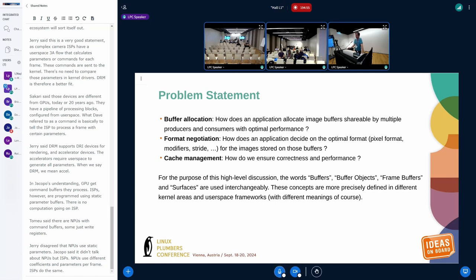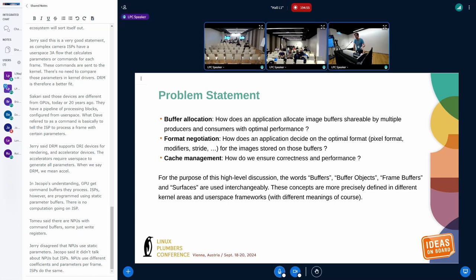There's a question of, beside allocation of that memory, how do we negotiate formats? How do I need to configure my camera and my video encoder and my display? What pixel format should I use? What are the constraints on the strides to make sure that there will be interoperability between those components? And there's an added point here compared to the presentation from James, that is cache management. How do we ensure both correctness, obviously, but performance as well?